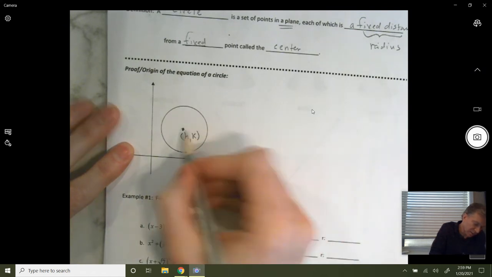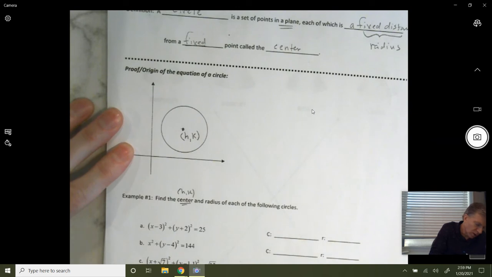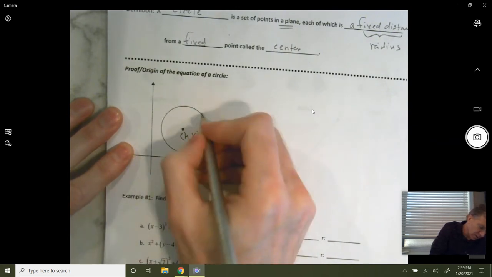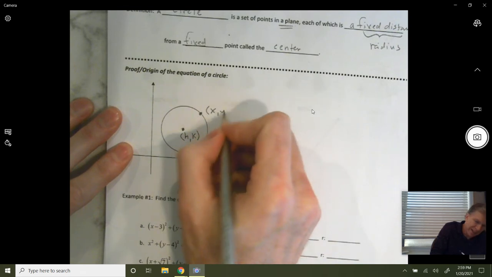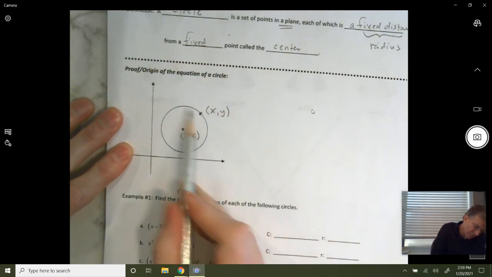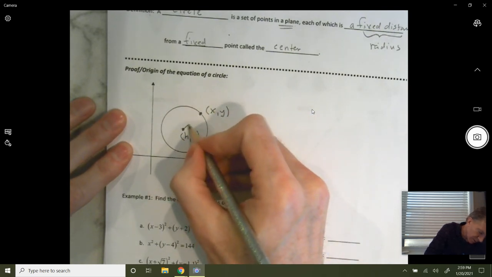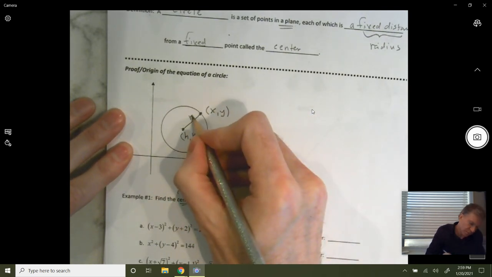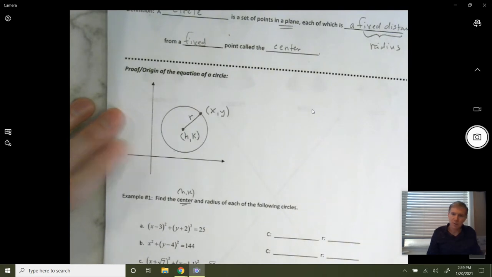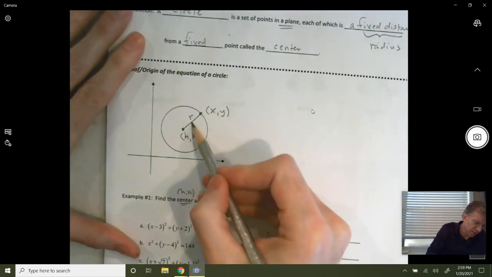The radius is going to be the distance to any point on a circle. So I can pick any point on this circle and call it XY, where X comma Y can be any ordered pair that actually lies a fixed distance away from the center. I'm going to call this fixed distance R. Okay. So I can use the distance formula to find the distance between these 2 points.